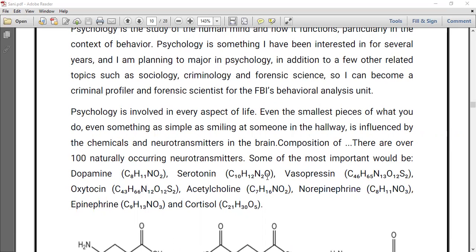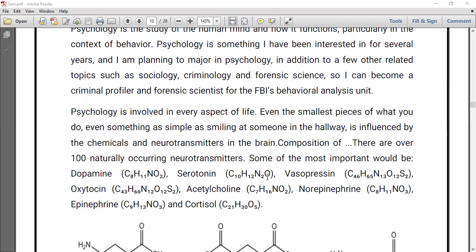The combination of two brain structures is called neurotransmission. There are over 100 naturally occurring neurotransmitters. Some of the most important ones would be, we know that our messages transfer from one body part to another through neurotransmitters. Neurotransmitters are hundreds in number and naturally occurring, and some are given below.